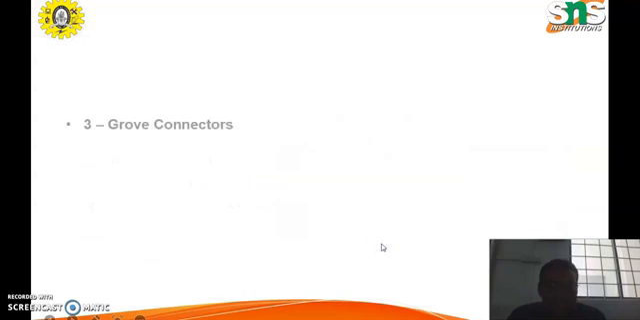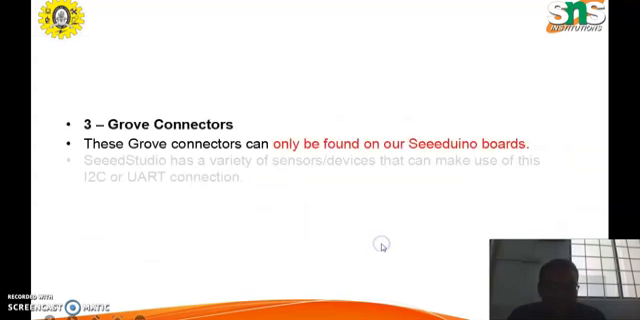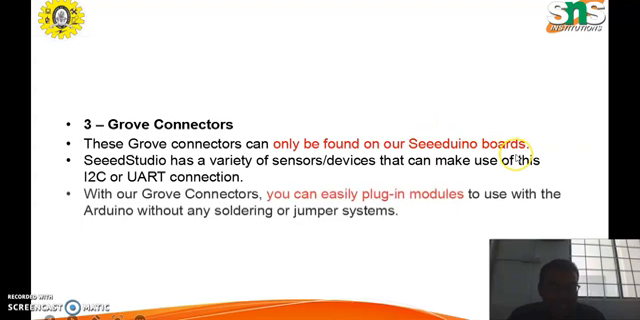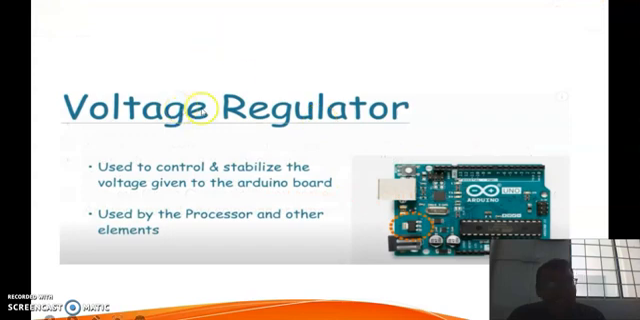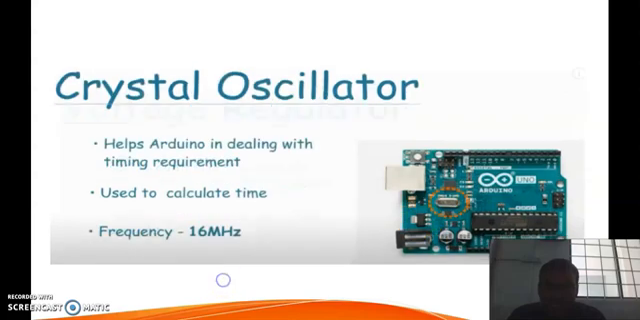Next important component is Grove connectors, which are present only in some Arduino boards. With the help of Grove connectors, we can easily plug in modules to use with the Arduino without any soldering or jumper cables. Next important component is the voltage regulator. This is the voltage regulator in the Arduino UNO board. It is used to control and stabilize the voltage given to the Arduino board. It is used by the processor and other elements.